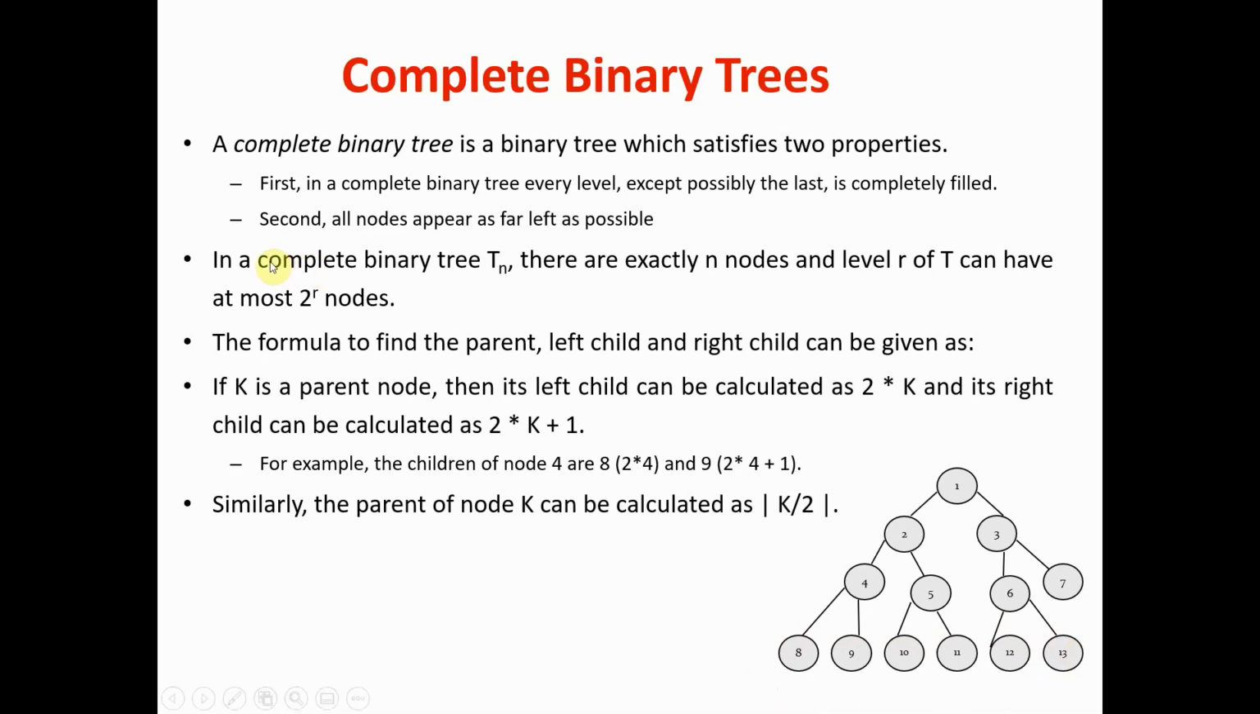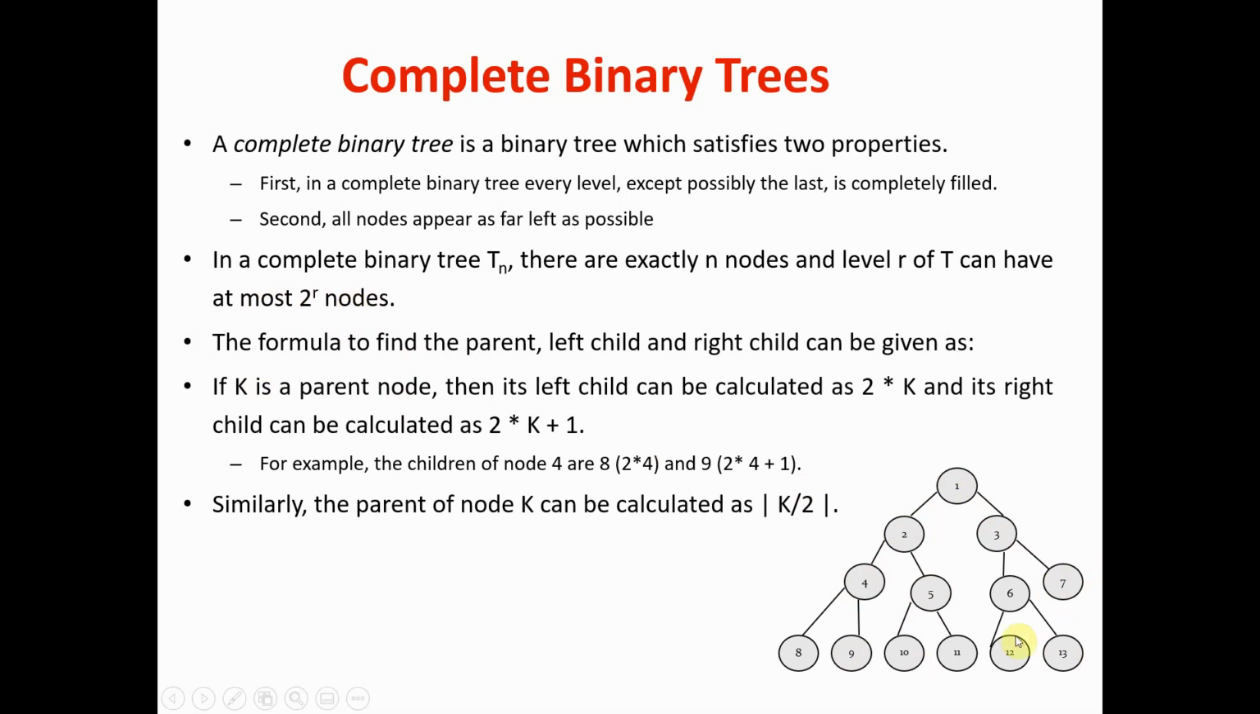In a complete binary tree, for example, with exactly n nodes, level r of the tree can have at most 2 raised to the power r nodes. We already mentioned this. At level 0 we can have 1 node, at level 1 two nodes, at level 2 four nodes, and at level 3 a maximum of 8 nodes. This is basically what is discussed here.